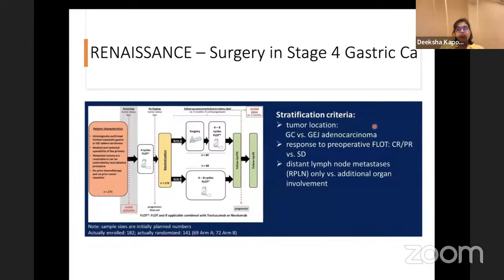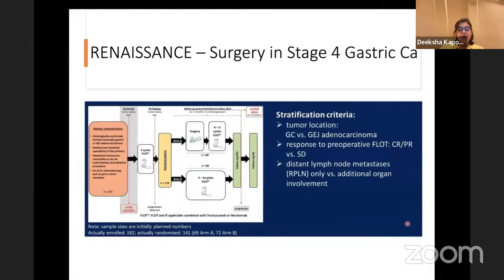This is data which was recently presented at ESMO 2024 and ASCO 2024, which looks at the RENAISSANCE trial, a trial for stage 4 gastric cancer patients, which randomizes patients with oligometastatic disease after 4 cycles of FLOT to receive either surgery followed by 4 to 8 cycles, or to continue with chemotherapy and put the patient in a non-operative arm.